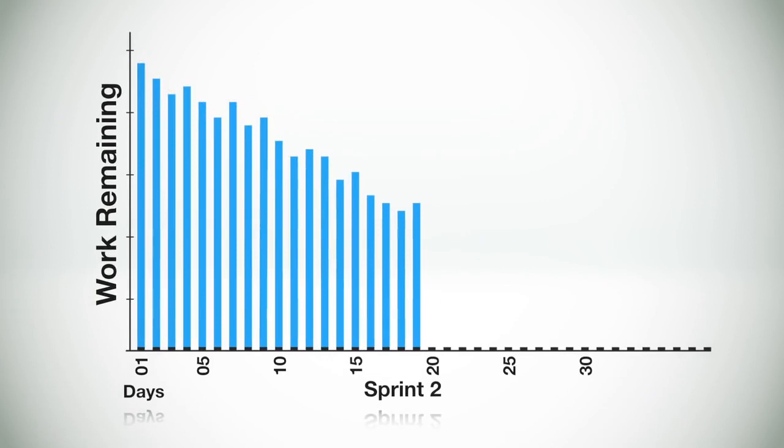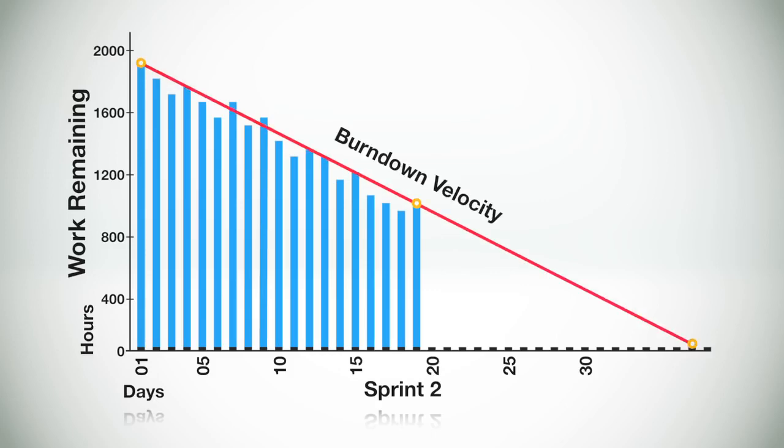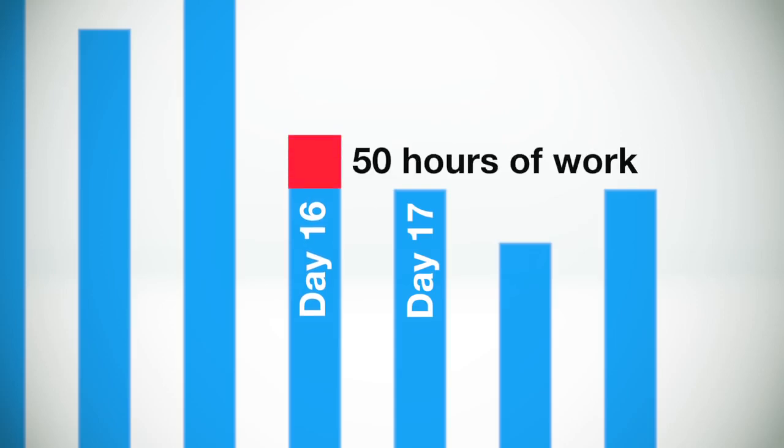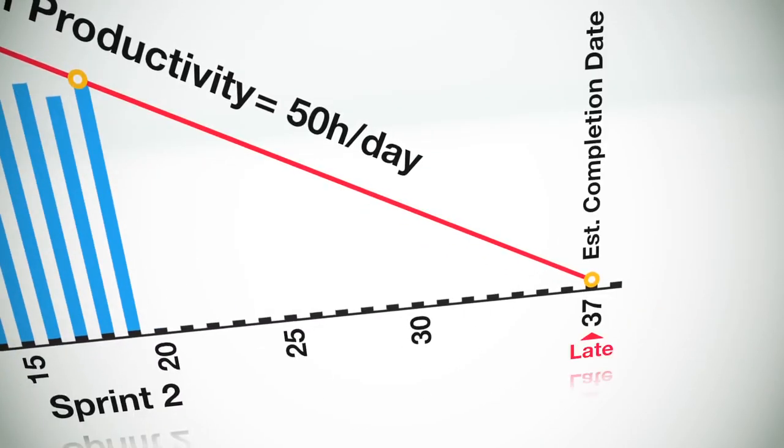Because historical information is provided in the burndown chart, it's easy to see if the team is on the right track. Using the burndown chart, the team can quickly calculate this, the slope of the graph, which is also called the burndown velocity. This is the average rate of productivity for each day. For example, a team's rate of productivity might be that on a typical day they finish approximately 50 hours of work. Knowing that, it's possible to calculate an estimated completion date for the sprint, or even for the entire release, based on the amount of work remaining.